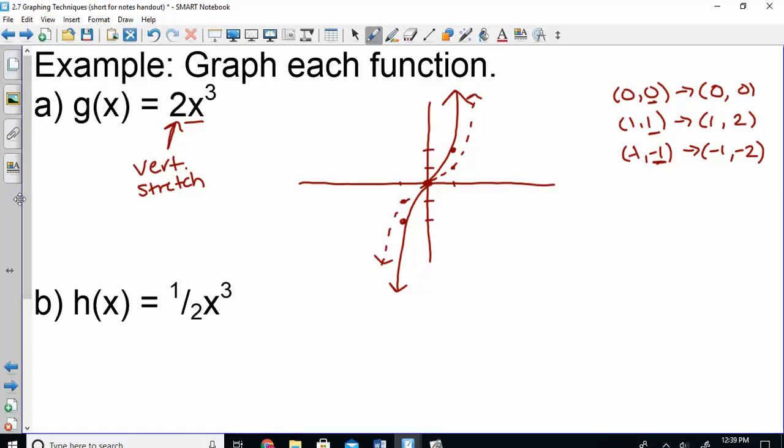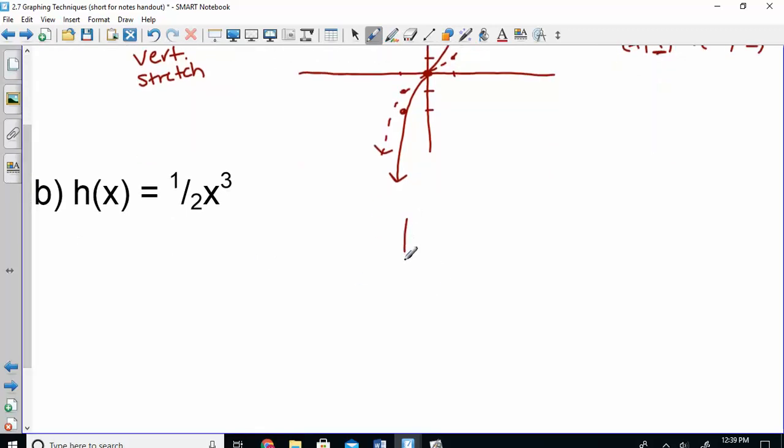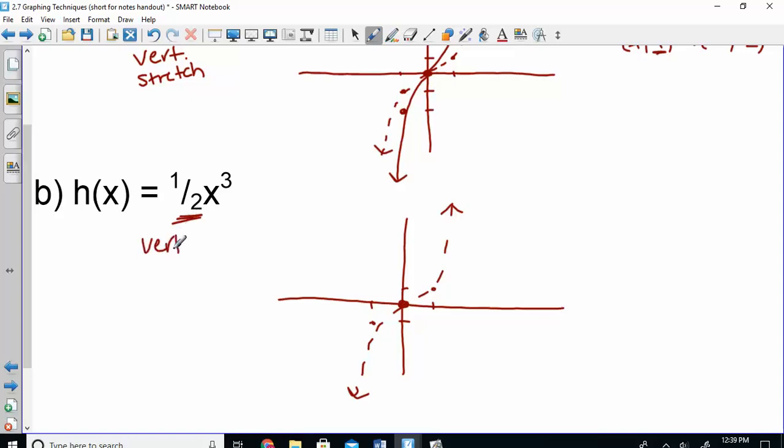So the second one I have on here, 1/2 x cubed. So my parent function's the same. Starting with that x cubed. 0, 0, 1, 1, negative 1, negative 1. What will this 1/2 do? Yeah, so vertical, outside is vertical, and it will shrink.